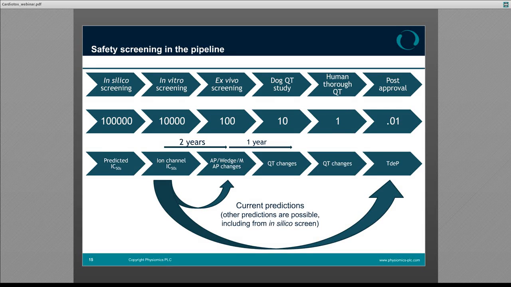So we are currently using ion channel IC50 values provided by those high throughput screening devices to make predictions on the action potential duration, and effects in ex vivo screens, including rabbit QT interval and monophasic action potential changes in guinea pig. But there's also this question of, can you go straight from the ion channel IC50s to predictions in the clinic?